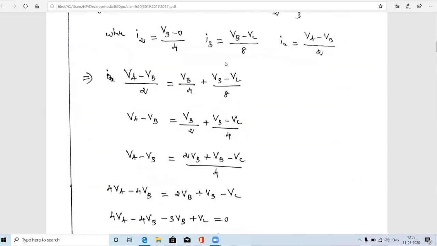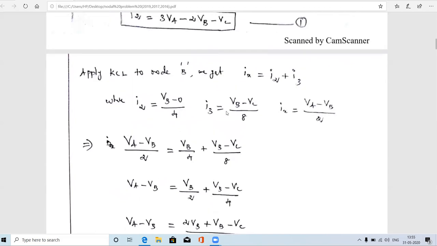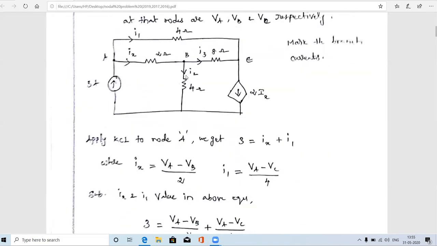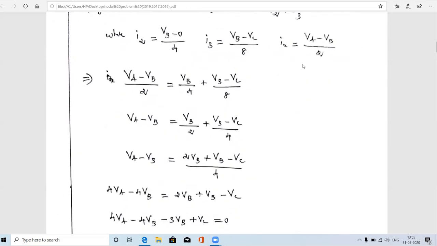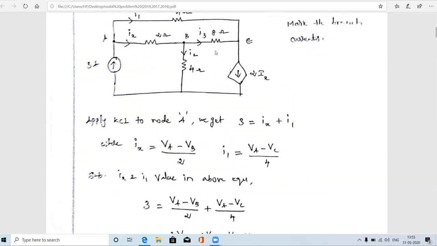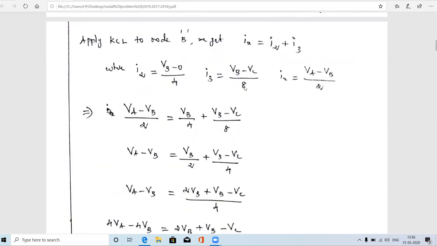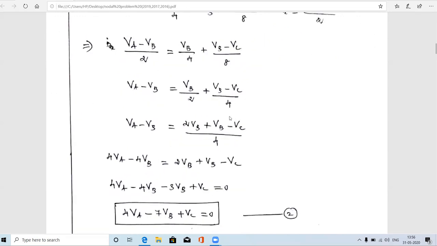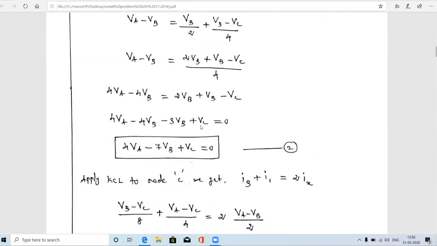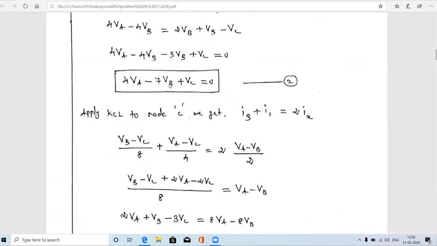So I2 is VB minus 0 divided by 4. And what is I3? It is the current flowing through the 8 ohm resistor. So I3 is VB minus VC divided by 8. Already Ix is VA minus VB divided by 2. Substituting these 3 values in the above equation, we get the expression. You just take the LCM. After simplification, we get the answer as 4 VA minus 7 VB plus VC equals 0. This is equation number 2.